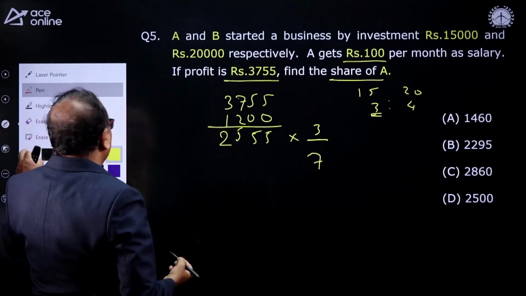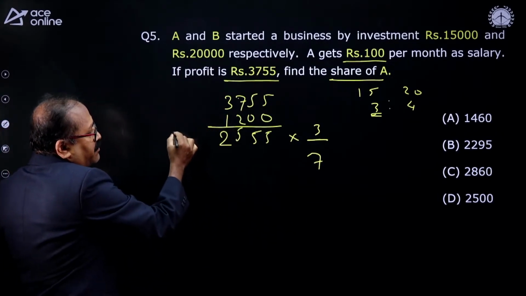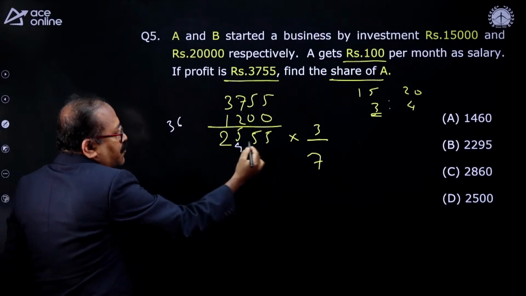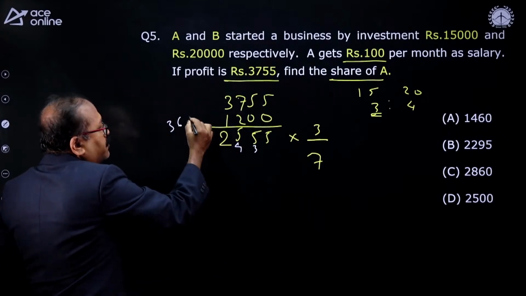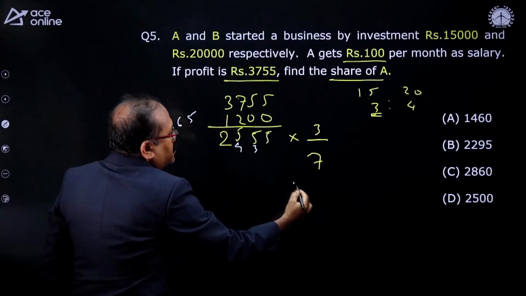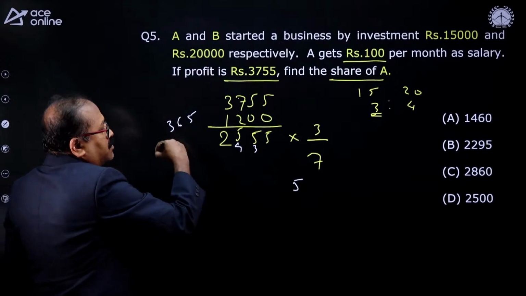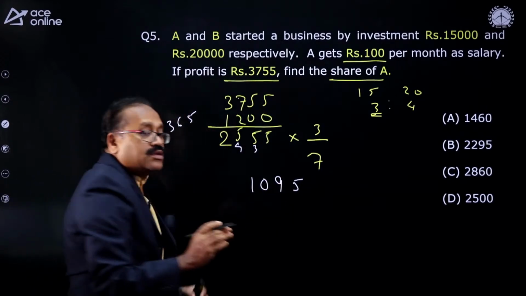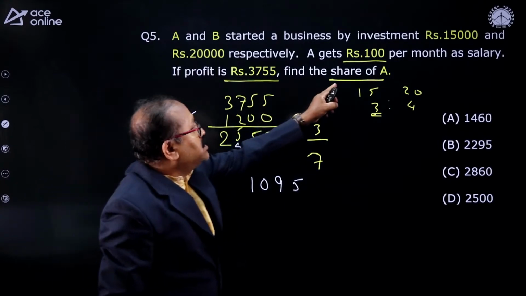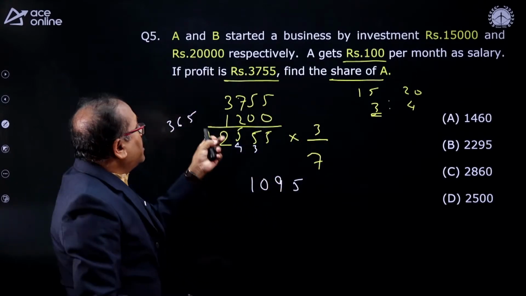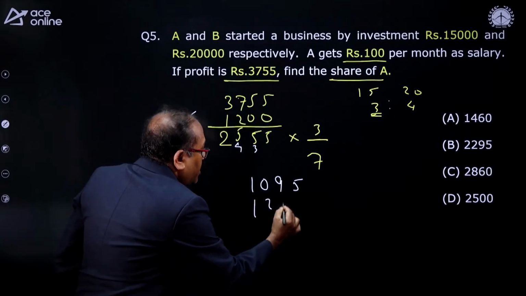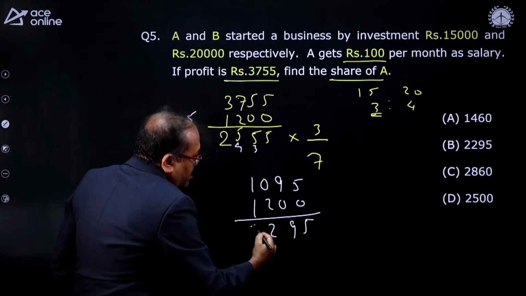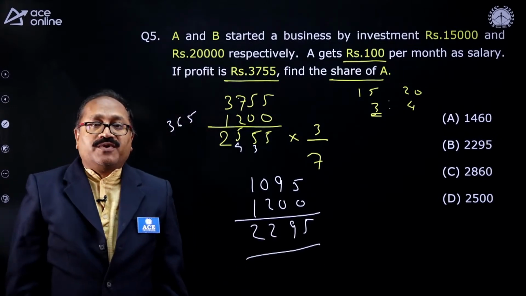Now let's have a small calculation of cancellation with 7. 7 3s are 21, I am left with 4. And 7 6s are 42, I am left with 3. And 7 5s are 35. Into 3, 3 5s are 15, carry 1. And 36 into 3 is 108 plus 1, 109. This is the profit part. But the question says share, so add his salary 1200. So when you add the 1200 salary, I get 2295. This should be the share of A.